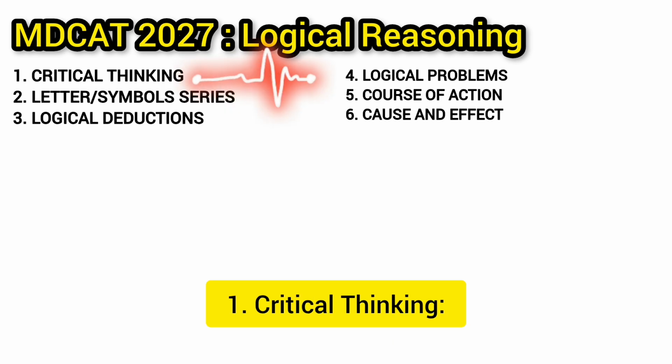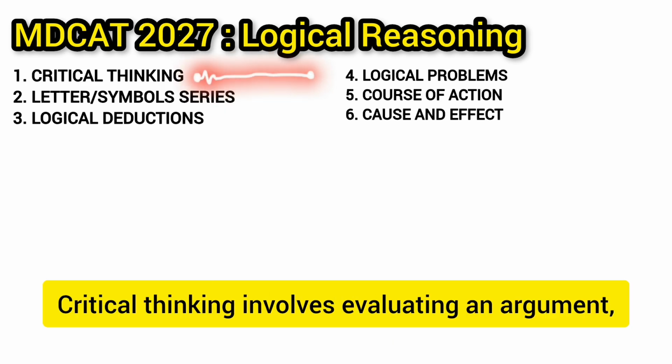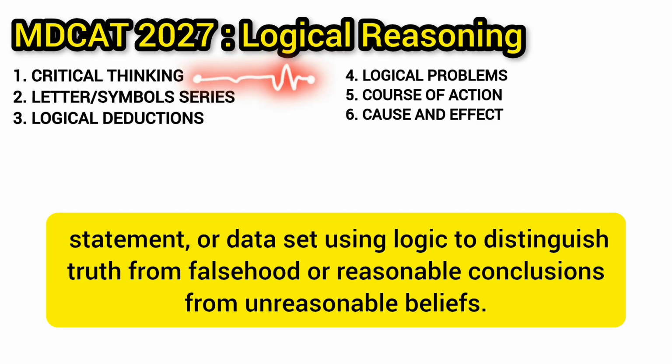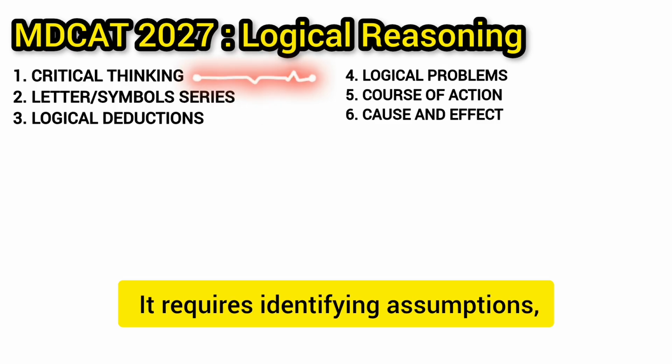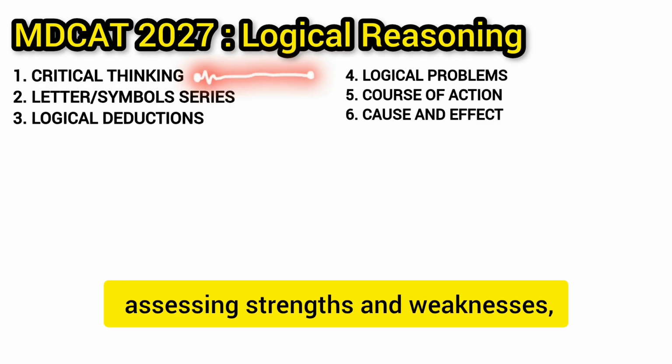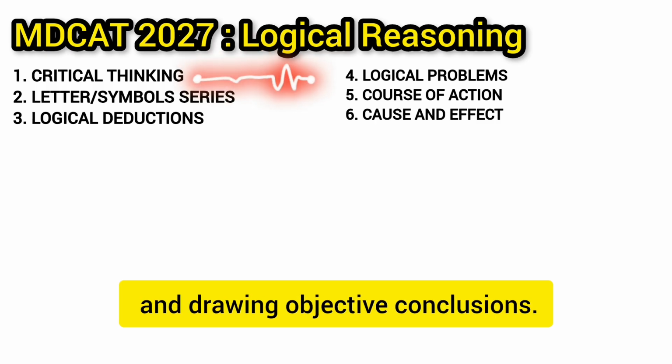1. Critical thinking. Critical thinking involves evaluating an argument, statement, or data set using logic to distinguish truth from falsehood or reasonable conclusions from unreasonable beliefs. It requires identifying assumptions, assessing strengths and weaknesses, and drawing objective conclusions.